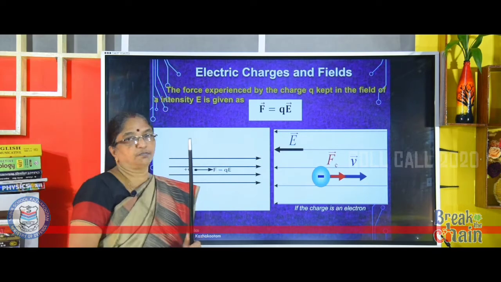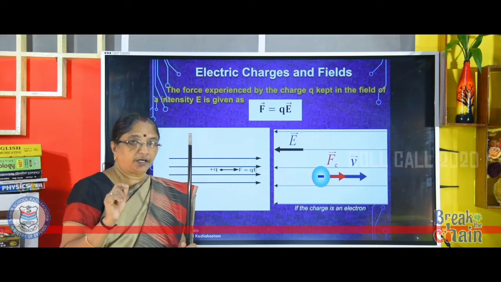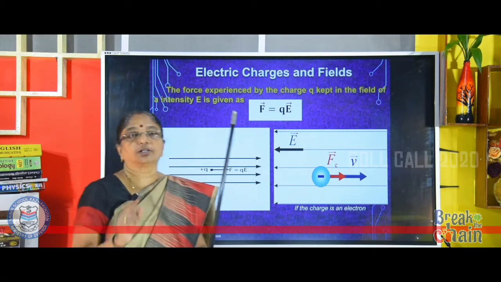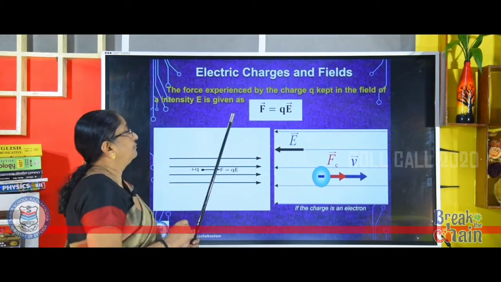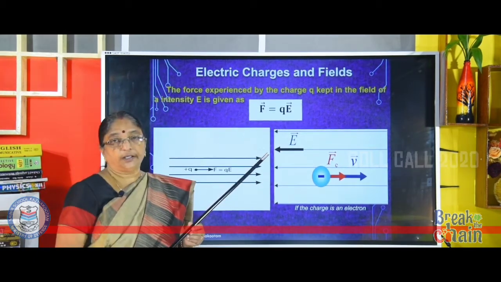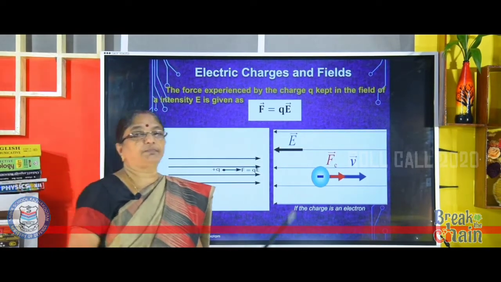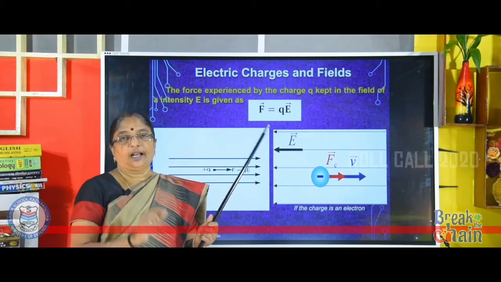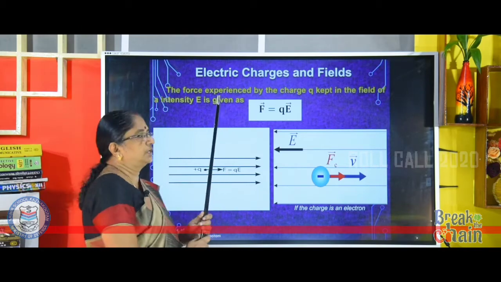Force experienced by a test charge is the same as electric field intensity. So, what is the force experienced by a charge of Q? Simply by the unitary method, F is equal to Q into E. That is the force experienced by a charge kept in an electric field of intensity E. And let the charge Q be an electron. Then what is the force experienced by the electron?